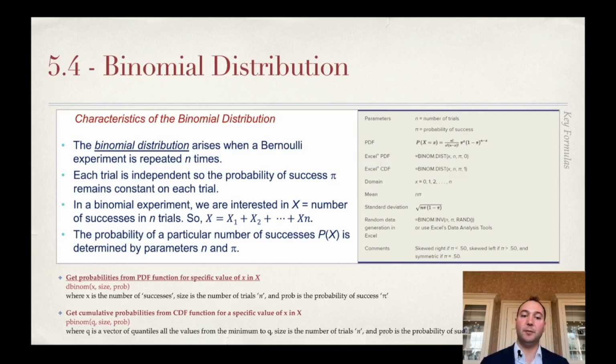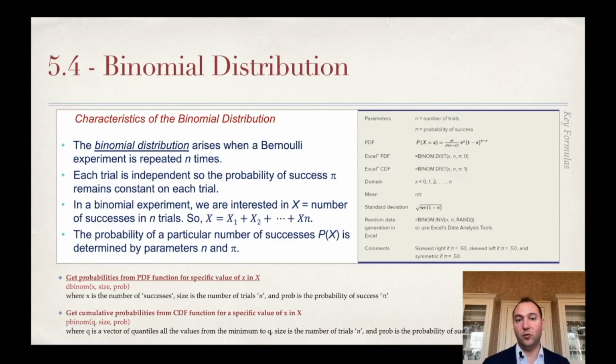In a binomial experiment, we're interested in x, the number of successes in n trials, how many times you tried it. So x equals x1 plus x2 plus and so on up to xn. These are the outcomes of your trials. The probability of a particular number of successes, probability of x, is determined by the parameters n and pi. What is n? N is how many times you do it. What is pi? Pi is the probability of success.